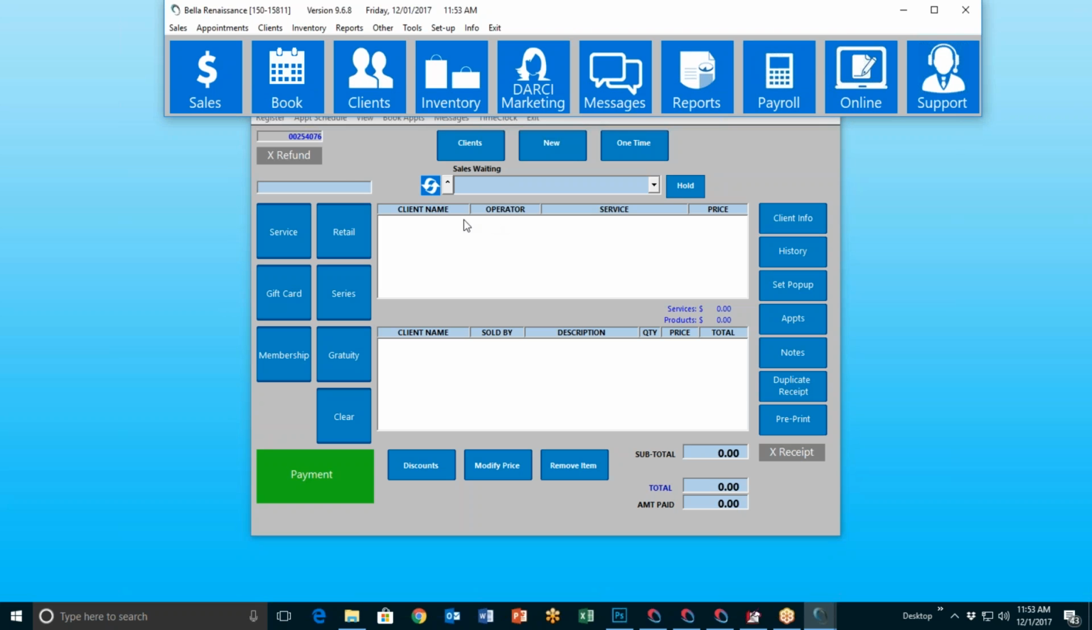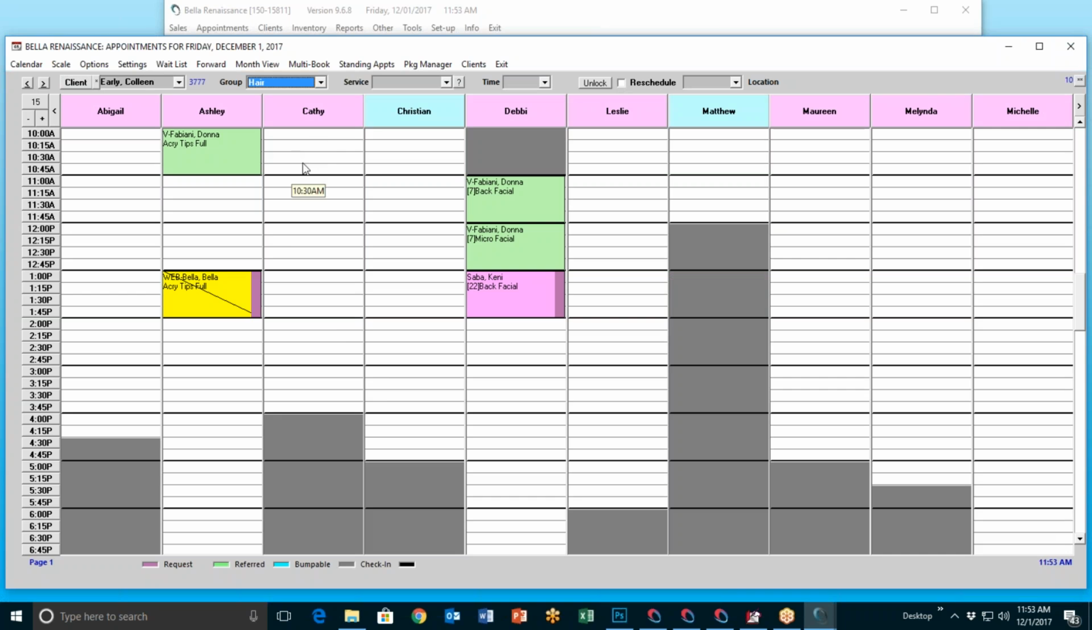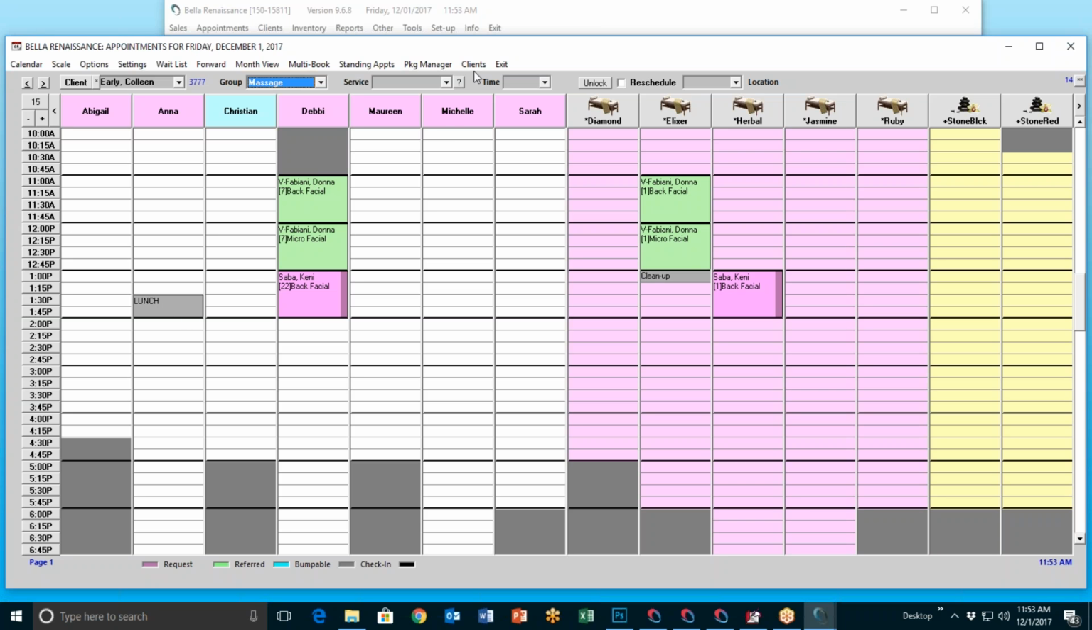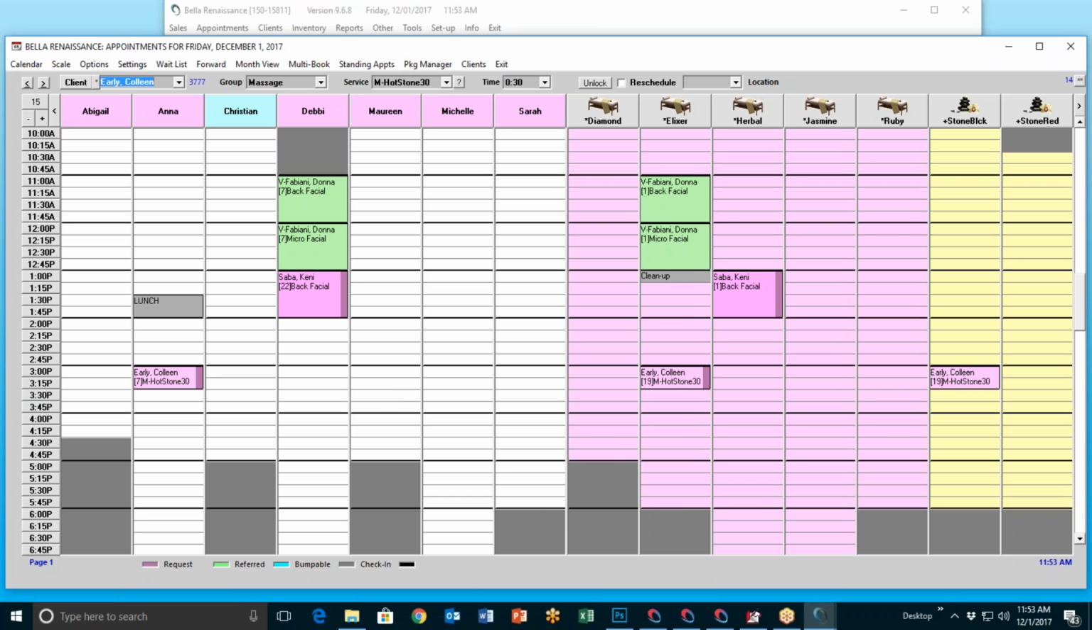The way we've designed the book is: if you can do it on a piece of paper, you should be able to do it on the computer. So look, I've got the lunch blocked out here for Anna. If I were to book a customer for something, what does Anna do? Massage. Okay, so we're going to do a massage here, and I'm going to book a Hot Stone 30 at 3 o'clock. What room? The Elixir room. Equipment? This Black Stone. So she's booked for those.